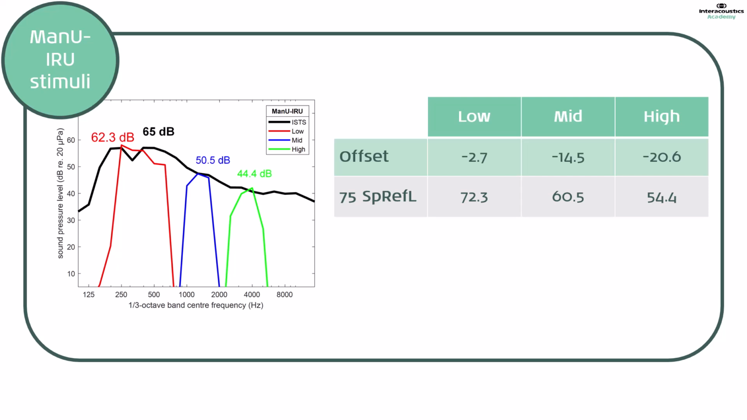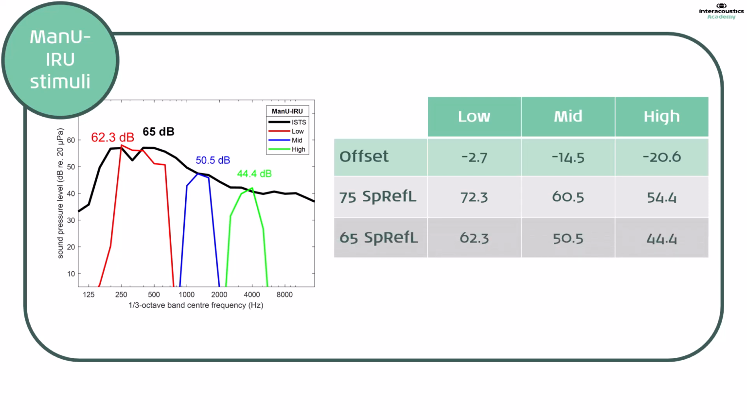For a 75 dB speech reference level, in other words, a presentation of the Manu-Iru stimuli at 75 in the software, which corresponds to loud natural speech, the actual dB SPL levels are 72.3, 60.5, and 54.4 for each of the stimulus tokens.